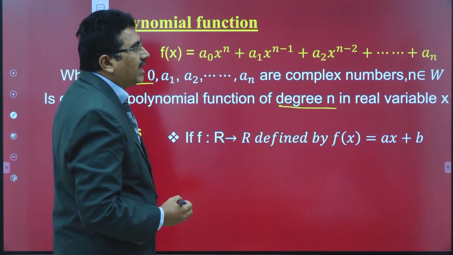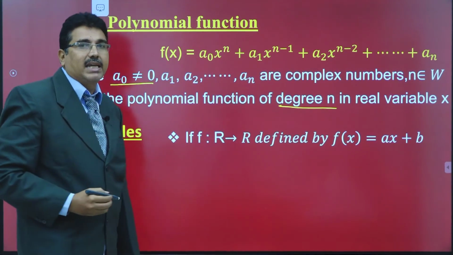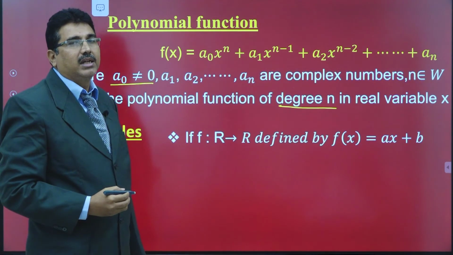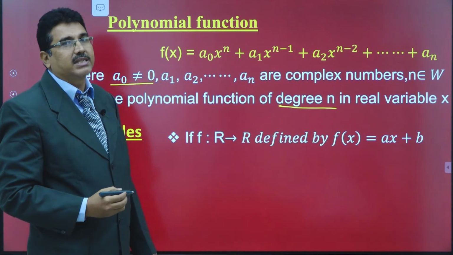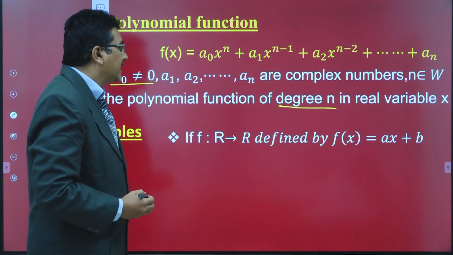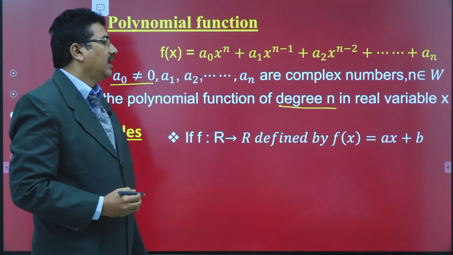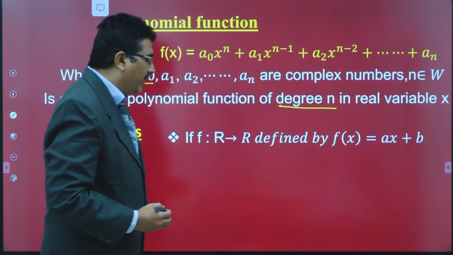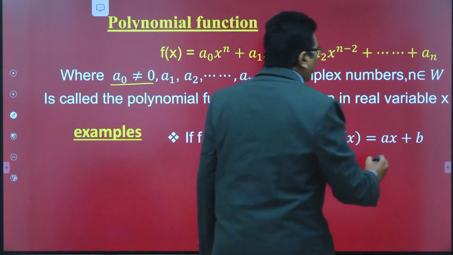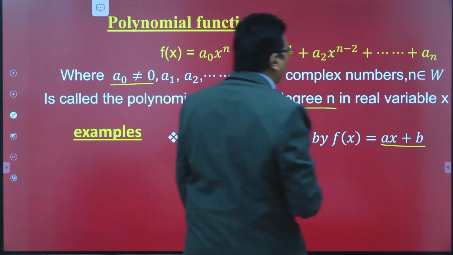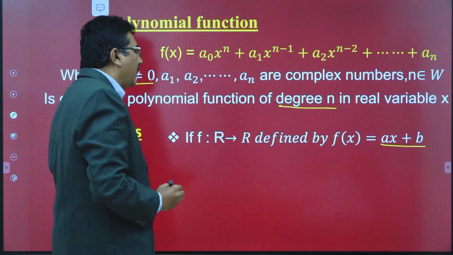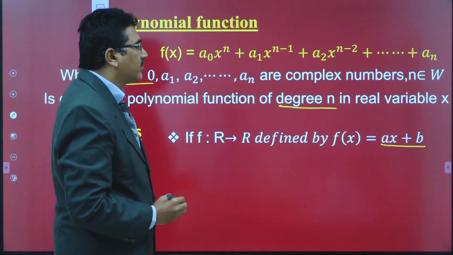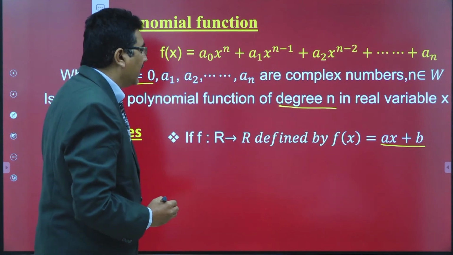What is the domain of the polynomial function? The domain of the polynomial function is the set of all real numbers. Now, see one example of a polynomial function. This is a linear polynomial. A linear polynomial means a polynomial of degree 1. F mapping from R to R by f of x equal to ax plus b. This is a linear polynomial.